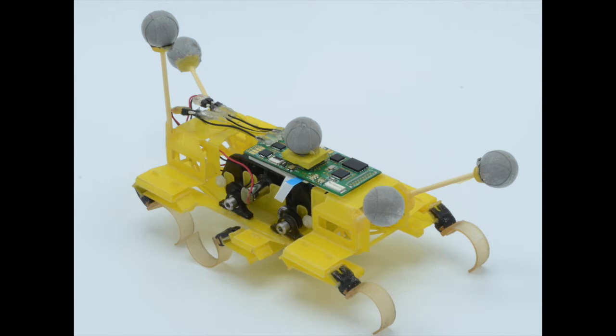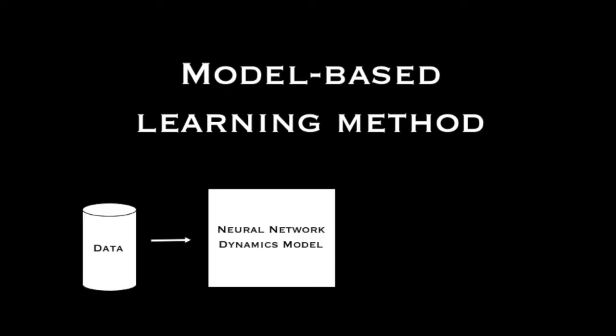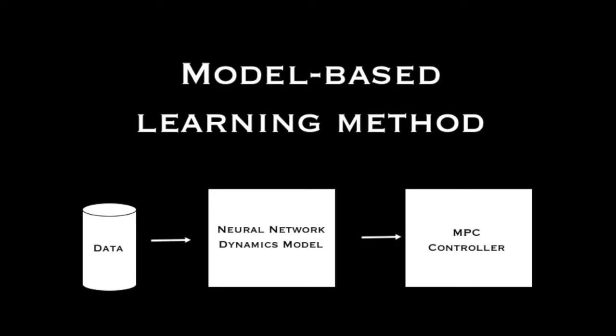Its high speeds of operation, partially observable state space, and underactuated design combine to make the tasks of data-driven modeling and control challenging. Our model-based learning method involves using data to learn a dynamics function, and then using that dynamics function as part of a controller in order to follow desired trajectories.